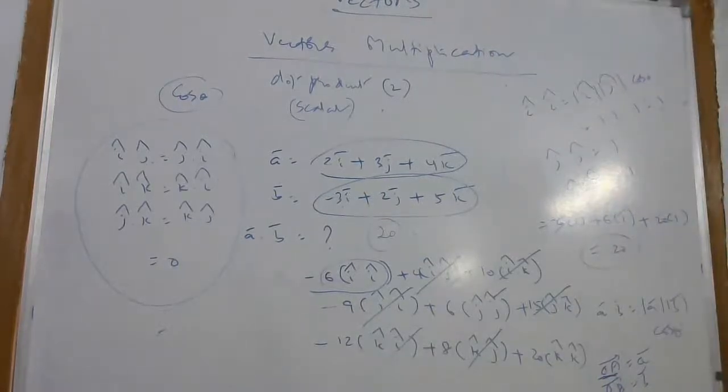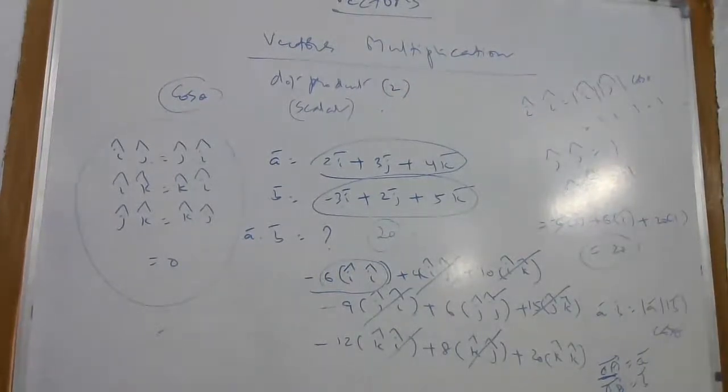Because I always remember, I dot I is 1, J dot J is 1, K dot K is 1. I dot J is 0, I and J interchange, J dot I is 0, I dot K is 0, K dot I is 0, right? J dot K is 0, K dot J is 0, all that will come 0. I and I is 1, which means I bar dot I bar is mod I bar square. Mod I bar square is equal to 1. Okay? Because unit vector is 1 only. Modulus is 1. Modulus means its value.